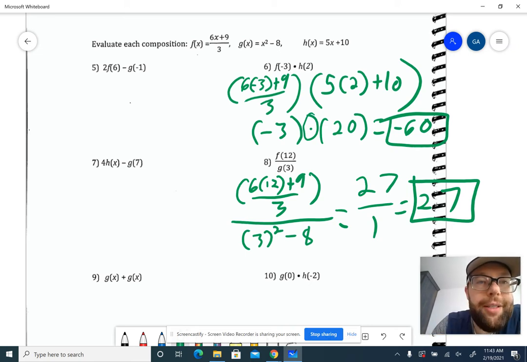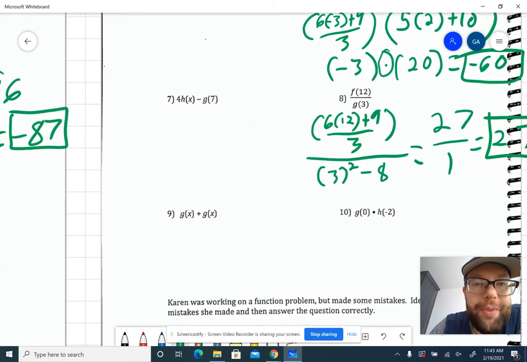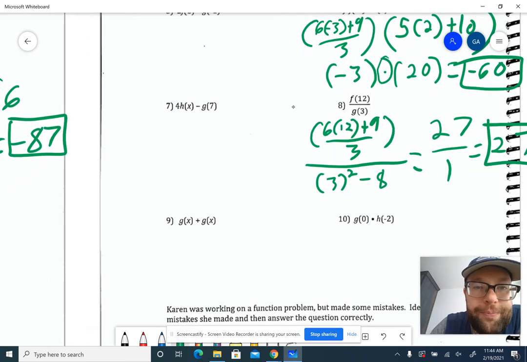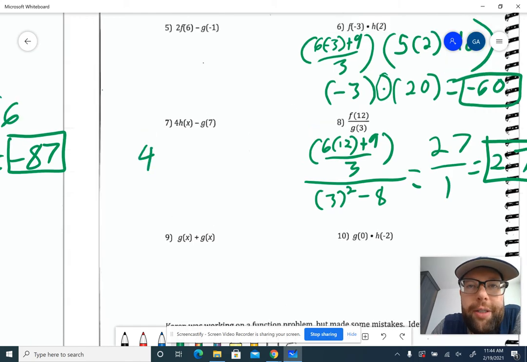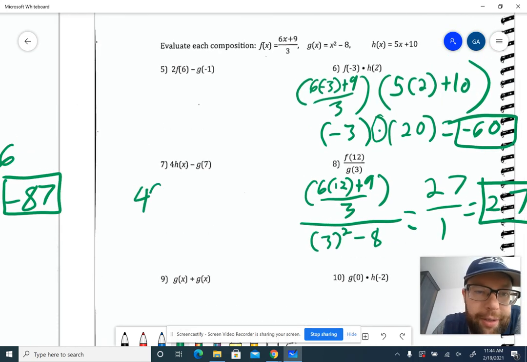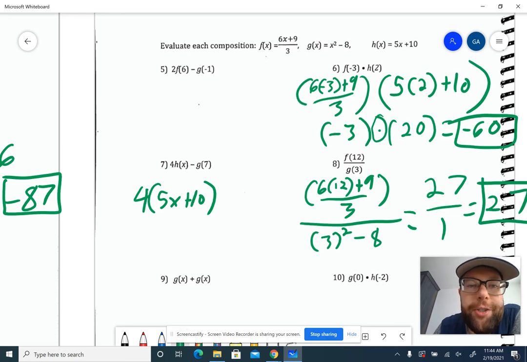Let's do another example. Let's look at this one over here. So this one, number 7, I have a 4 in front of the h. So again, anytime you have a number in front of the function, it just wants you to distribute that number into the function. So 4, and then h was 5x plus 10. It doesn't give me an input to plug in, so I just leave the x there. It's just the entire function.